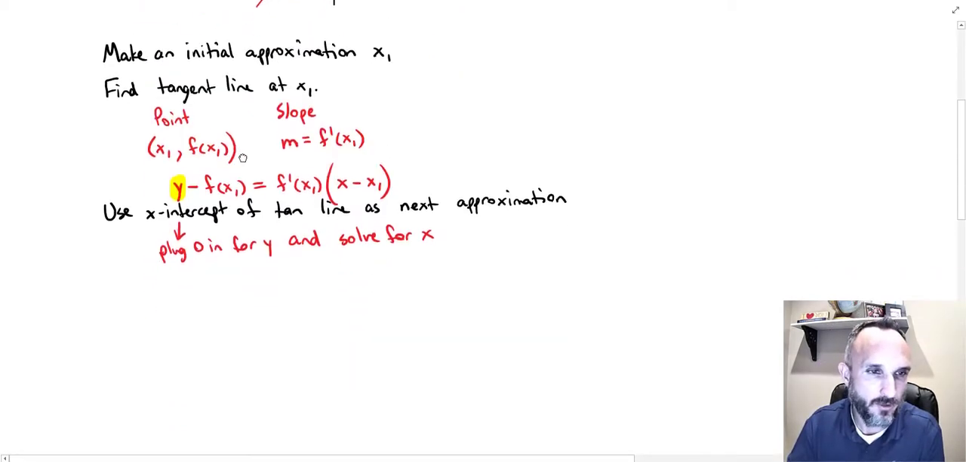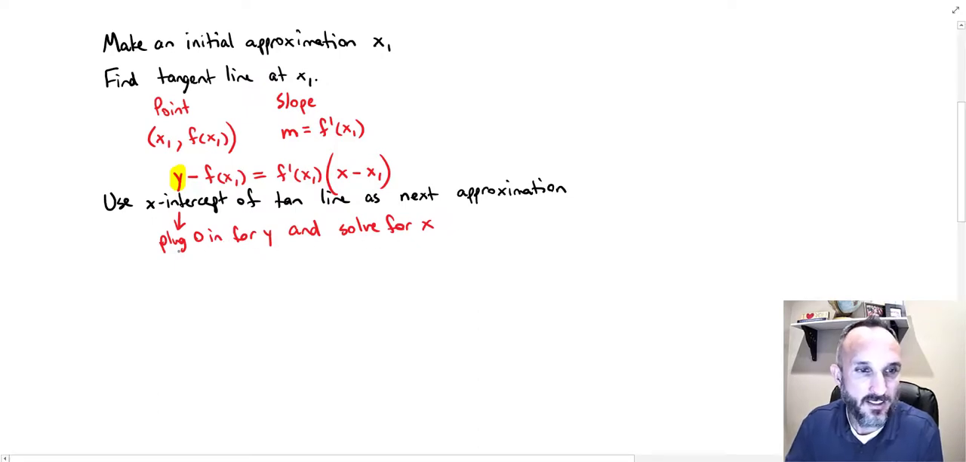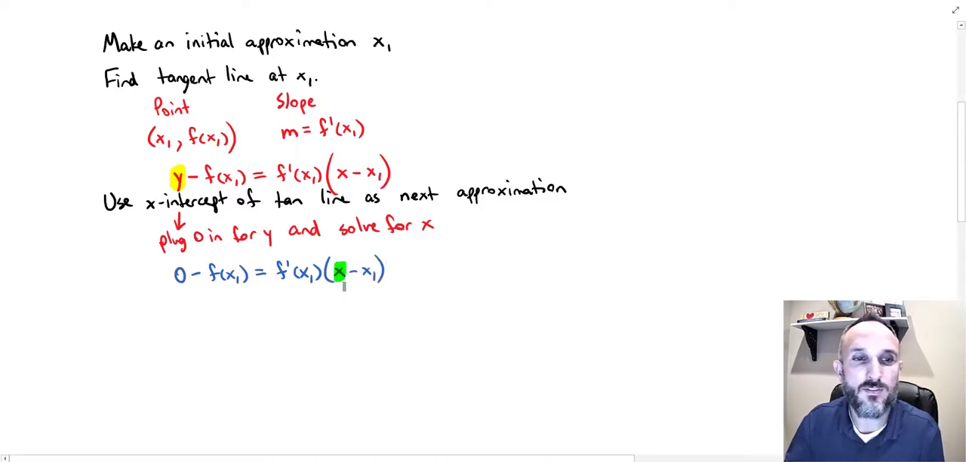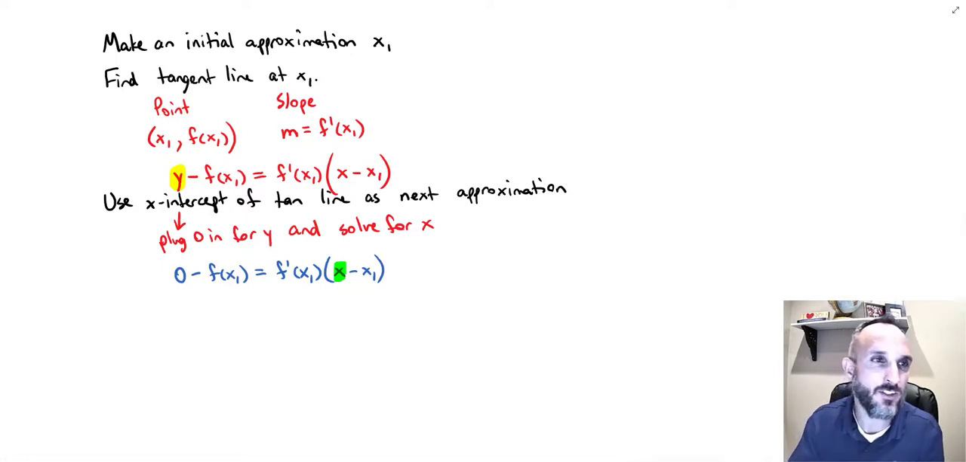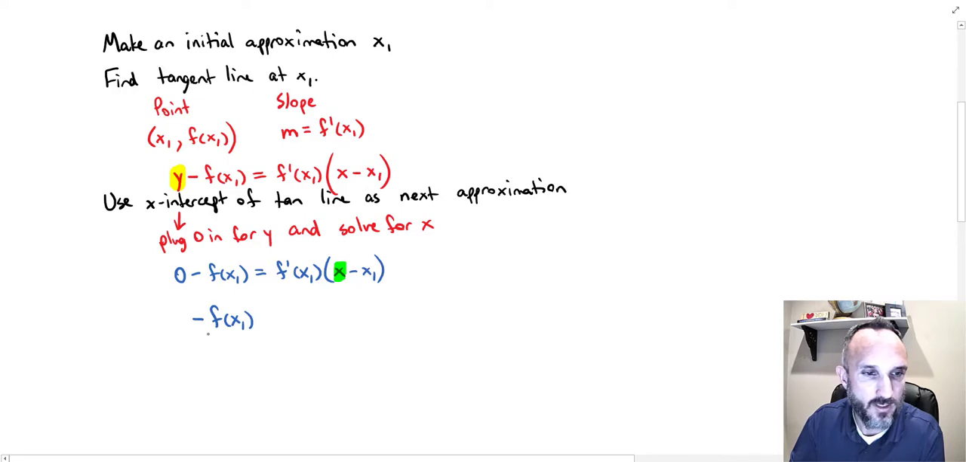Okay, now let's scroll down so we have room here, and let's do this process of finding the x-intercept so that we know what x sub 2 is. So when we do that, we're going to have 0 minus f of x sub 1 equals f prime of x sub 1 times x minus x sub 1, and we're trying to solve for x because that will be our x-intercept. So what we'll do first is we'll divide both sides by f prime of x sub 1. So we've got negative f of x sub 1 divided by f prime of x sub 1 equals x minus x sub 1. So all we did was we divided by this slope.